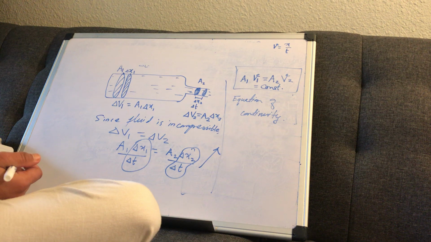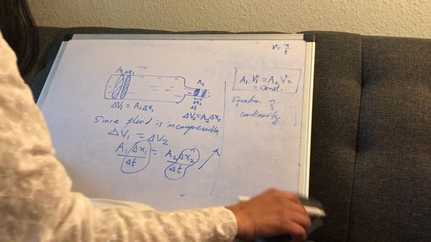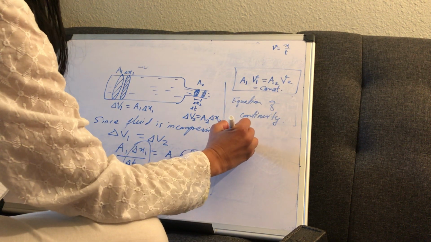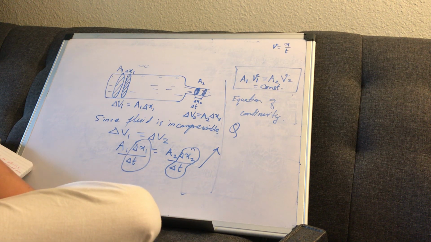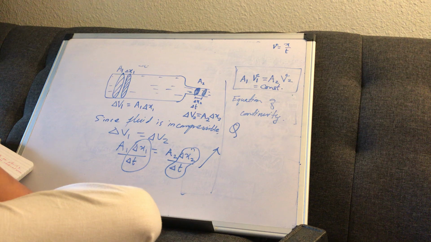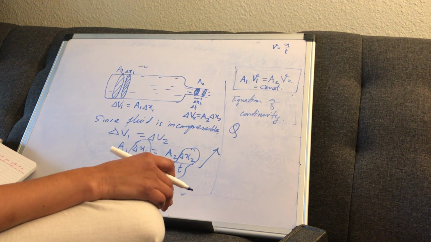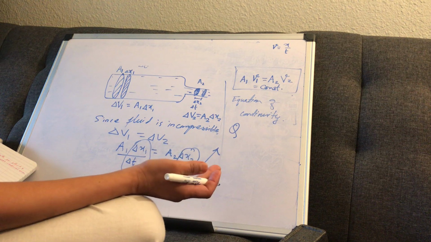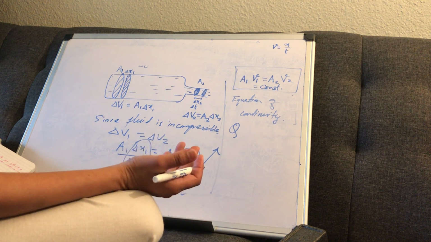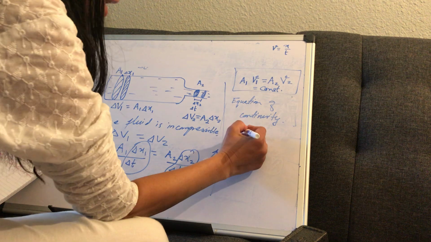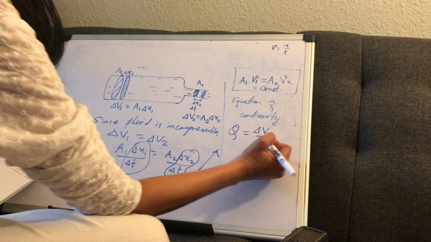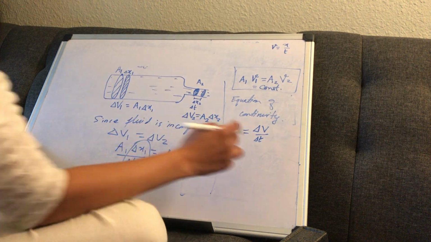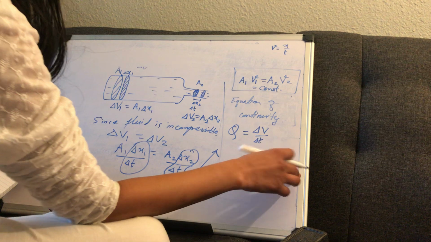From the equation of continuity we can derive another quantity called volume flow rate, represented by Q. This volume flow rate is really the volume of the fluid flowing per second. Q is given as Q equal to delta V by delta t. You guys remember delta V by delta t.